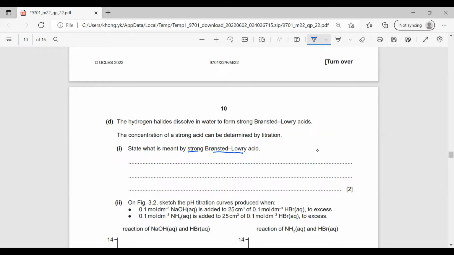For the word strong, it means that the acid fully dissociates in water. And as a Bronsted-Lowry acid, when it dissociates in water, it donates a proton.